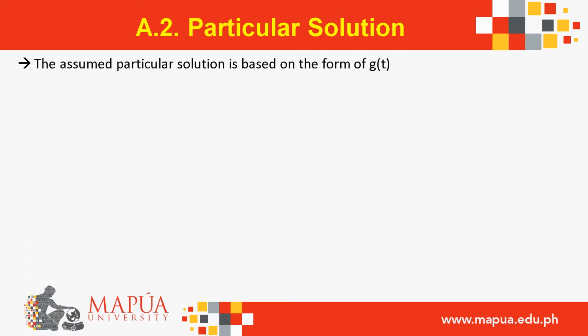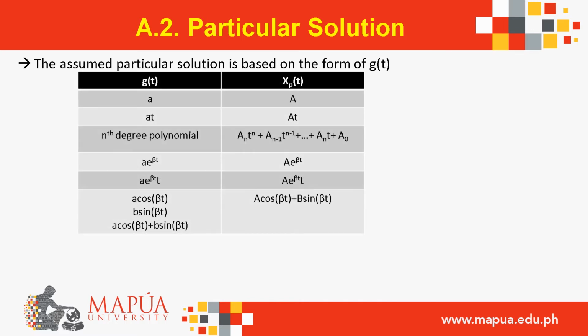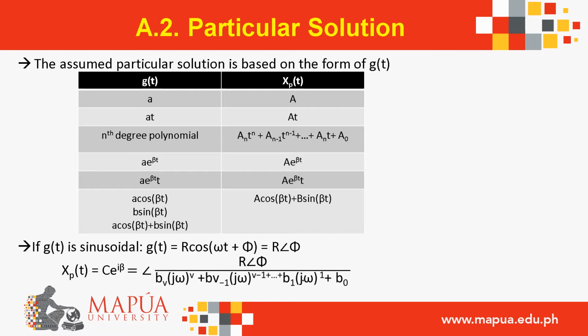In continuation, as I have said earlier, in doing the classical method, we must take the homogeneous and the particular solution in two different ways. After getting the homogeneous solution, we must now obtain the particular solution. The assumed particular solution is based on the form of g of t, which is given on the table below. If g of t is a sinusoidal, it is equal to r cosine omega t plus phi, wherein this is equal to r cis of phi.